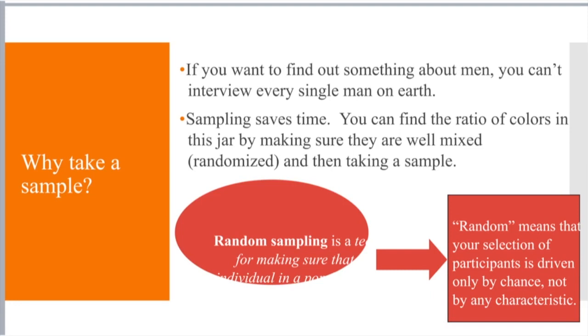Down here in this red circle is a definition for random sampling. I'll just read it to you real quick. Random sampling is a technique for making sure that every individual in a population has an equal chance of being in your sample, right? Random means that your selection of participants is driven only by chance and not by any characteristic, right? If you want to find out something about men, you can't interview every single man on earth. So instead, we sample. It saves time. You can find the ratio of colors in this jar by making sure they were all mixed up, randomized, and then taking a sample, right?